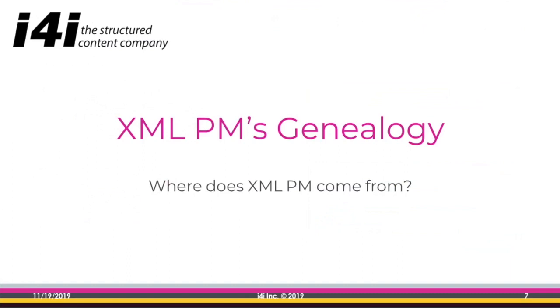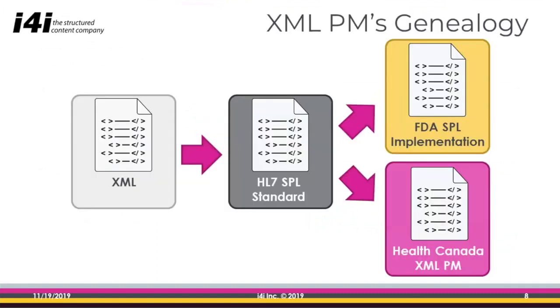Now, let's talk about where the XML PM comes from, its genealogy. In brief, XML is the base that formed Health Level 7's SPL standard. The SPL standard was then adopted by the US FDA for the exchange of product and facility information via the Structured Product Labeling or SPL documents. And the same Health Level 7 SPL standard is now being adopted by Health Canada for XML PMs.